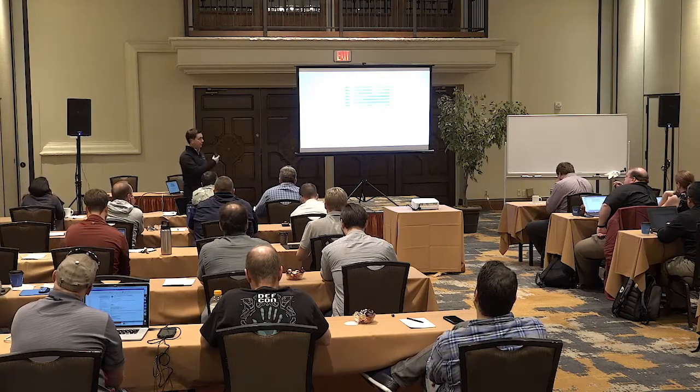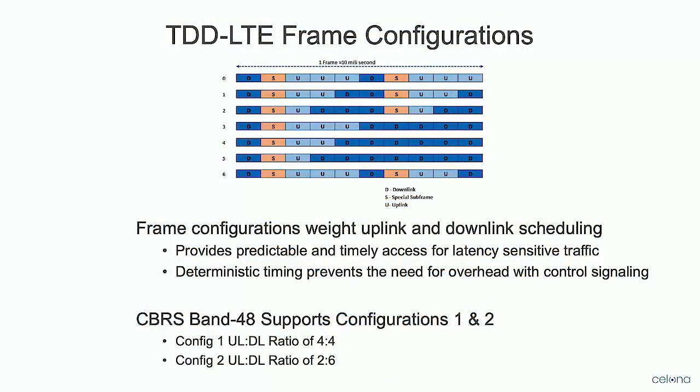And this is the frame configuration. Of those 10 subframes, there are different configurations for how much you want to weight uplink versus downlink. You can see 7 of them here, and CBRS supports specifically 2 of them. This is where LTE has a lot in the spec. CBRS supports a subset of the capabilities. So CBRS supports config 1 and config 2.